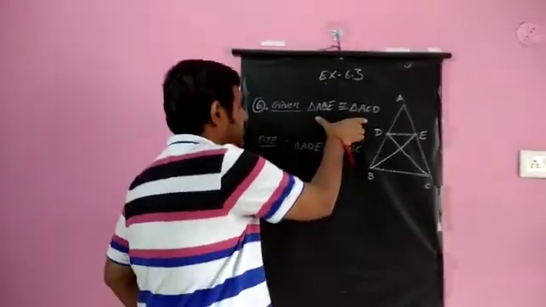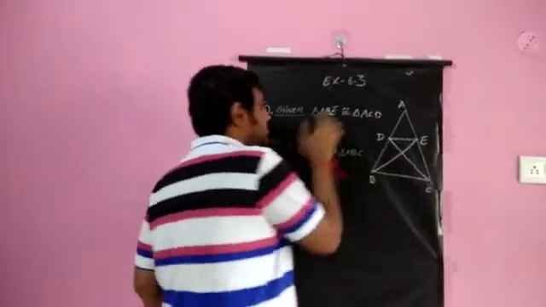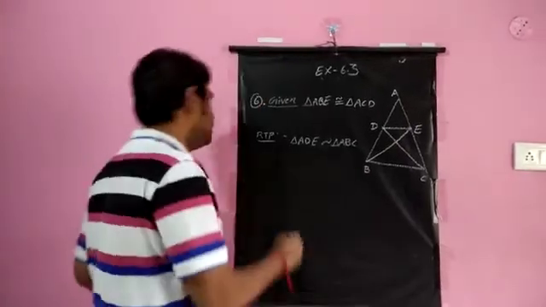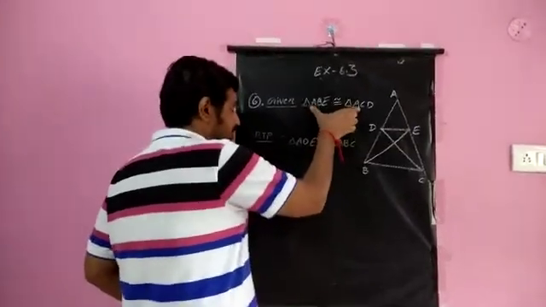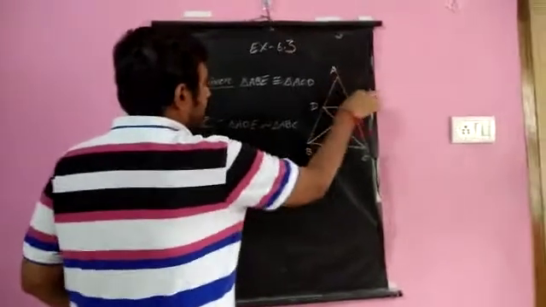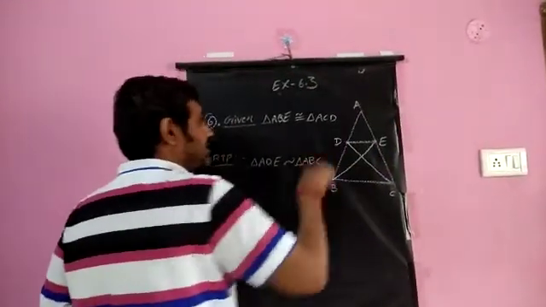Here they gave us two triangles. Triangle ABE is congruent to triangle ACD. So in these two triangles, corresponding angles are equal as well as corresponding sides are equal. This is a hint given to us. By using this, we need to prove that triangle ADE is similar to triangle ABC. This small triangle is similar to this big triangle.